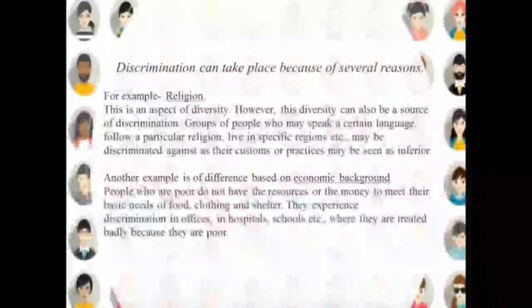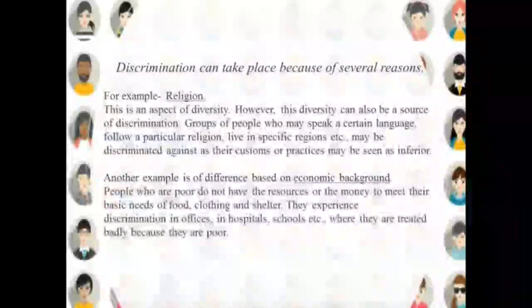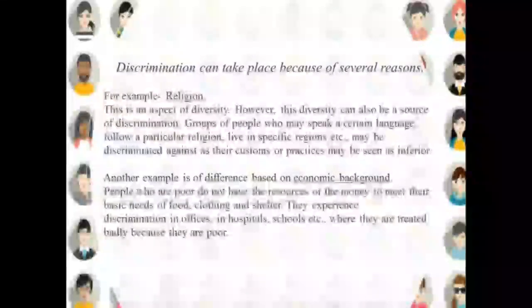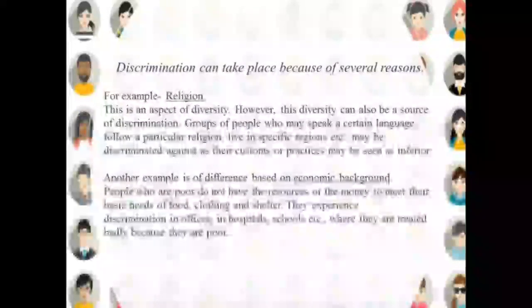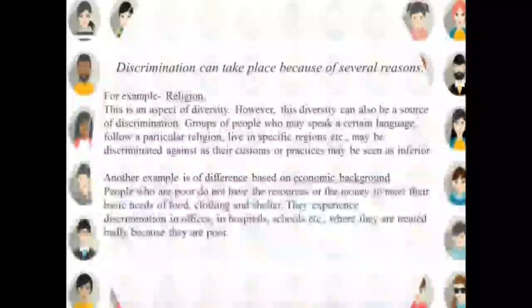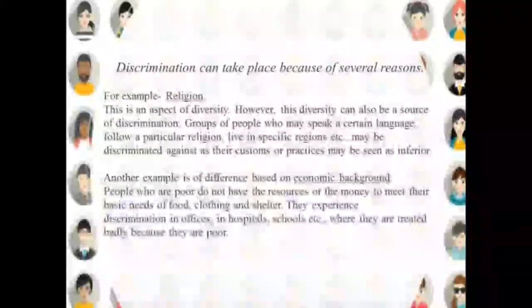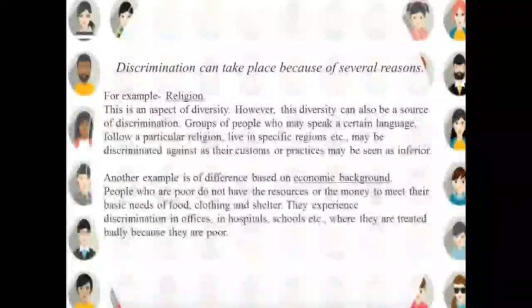Discrimination happens for several reasons. For example, religion. This is an aspect of diversity. However, this diversity can also be a source of discrimination. Groups of people who speak a certain language, follow a particular religion, live in specific regions, etc., may be discriminated against as their customs and practices may not be seen as the same as others, and so they are considered inferior.